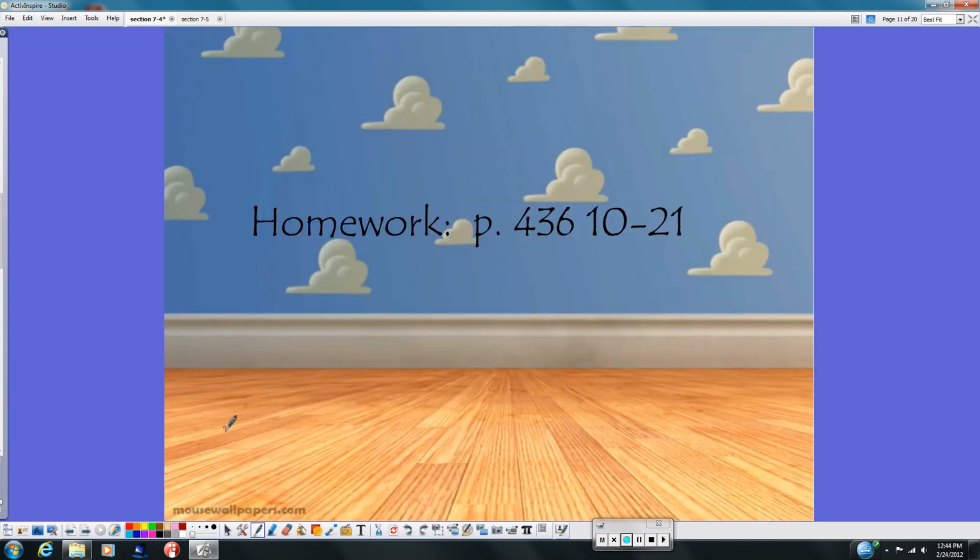Homework for this section is on page 436, numbers 10 through 21.